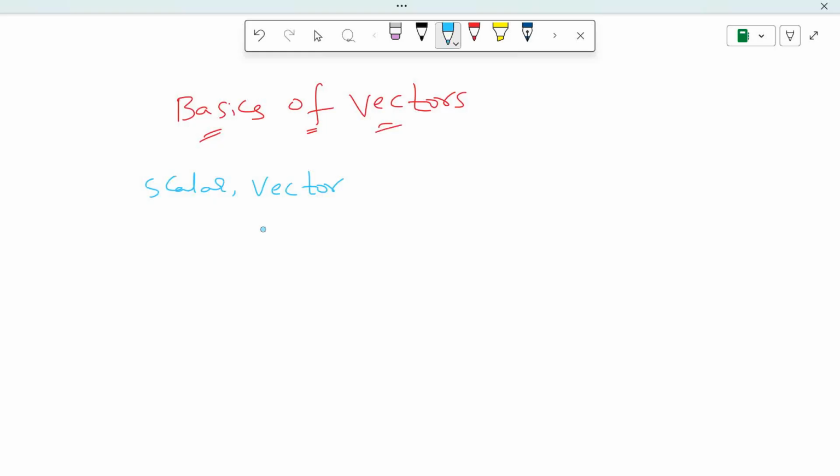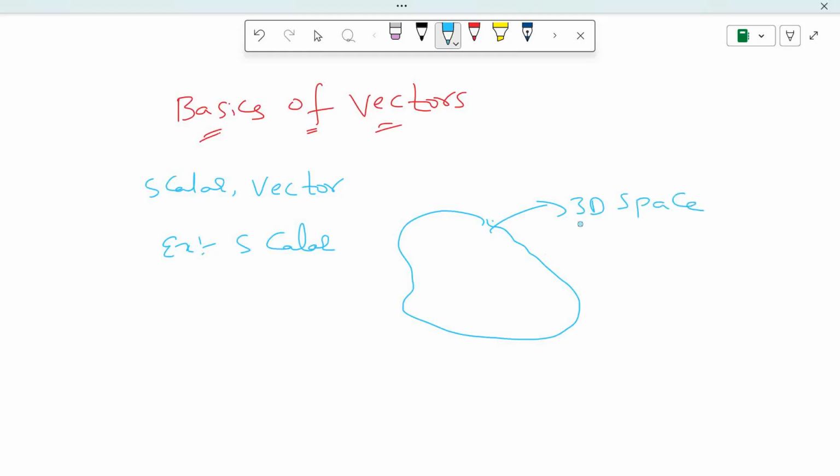Both scalars and vectors depend on time and position. For example, when we take an example of a scalar, we are considering an area here in the 3D space. Now, if we take temperature at this particular point A, and there is also another point B.